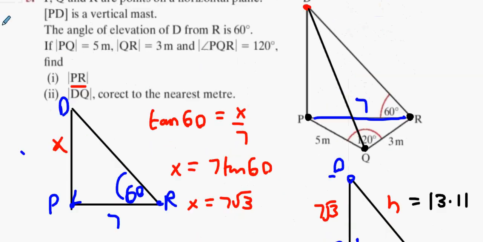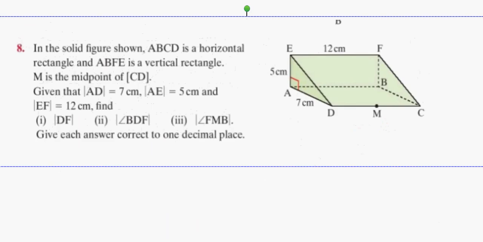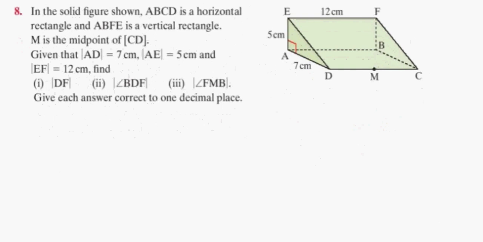Now we're going to move up to question 8. Or sorry, yeah, it is question 8, this one. Once again, I'm going to mark off that E and F are at the same level, aren't they? They're at the same height above ground. A, D, B and C, they're all at the same level as well, aren't they? So we got ourselves a rectangle. Okay, the rectangle is A, B, C, D.